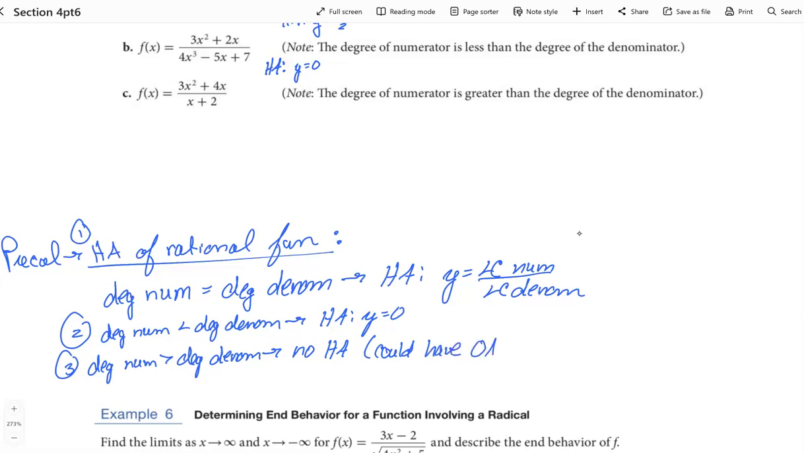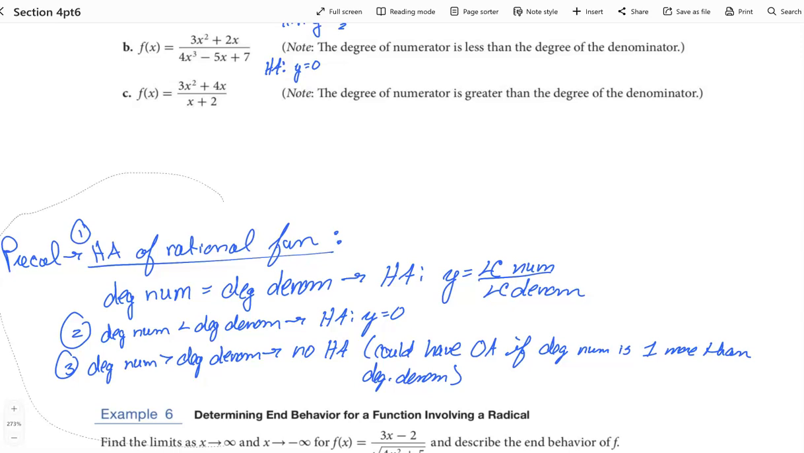You could have an oblique asymptote if the degree of the top is one more than the degree of the denominator. So those are the rules that we had.